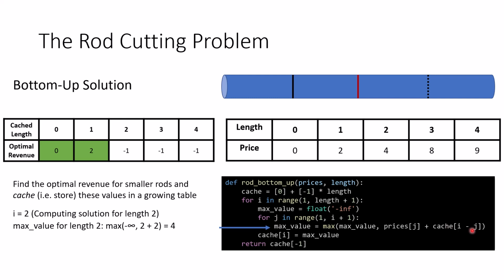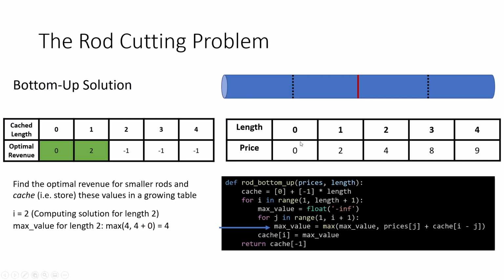And cash of 1, well, we already computed that because we cached it, and that's going to have a price of 2. Okay, so this is going to be 2, so my price 2 plus my cash, which is also 2. So 2 plus 2 is 4, and that's my new max value for a rod of length 2.